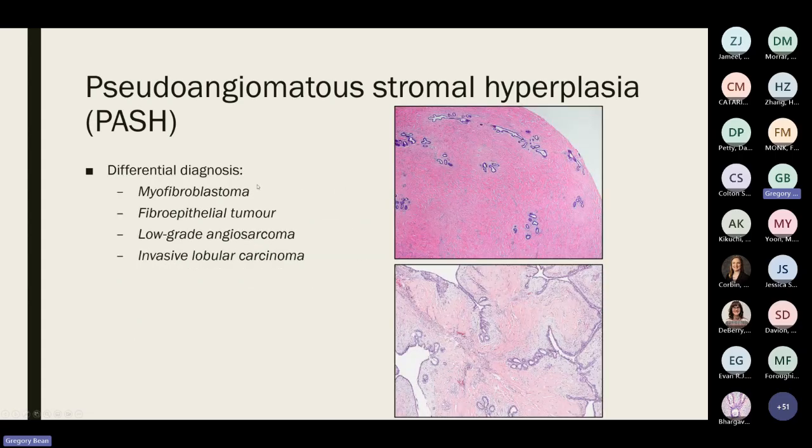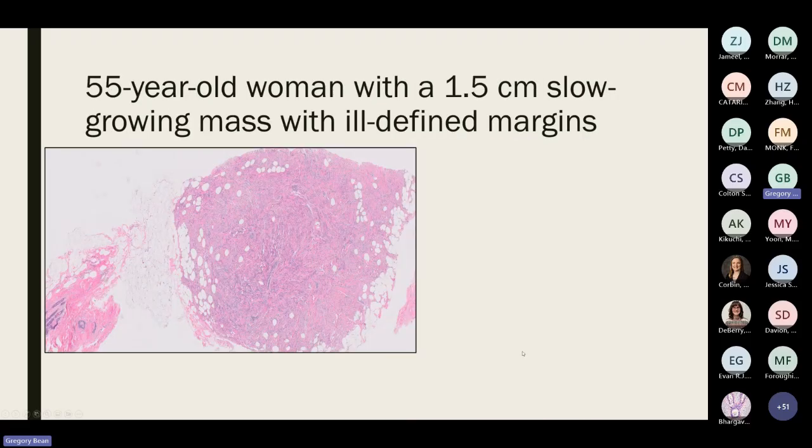The differential diagnosis includes the related entity of myofibroblastoma. Like I said, you can see PASH in fibroepithelial lesions. Sometimes you get a limited sample and you know that you see PASH and you wonder if it's PASH in a fibroepithelial tumor or not. And you can sort of describe that in your comment. Low-grade angiosarcoma can mimic PASH, and especially more plump PASH can look like invasive lobular carcinoma. Here's an example of PASH in a fibroepithelial lesion.